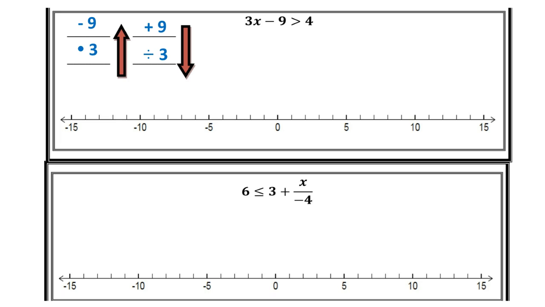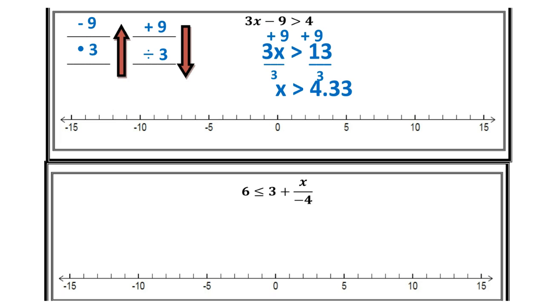So I know that I need to add 9 to both sides, evaluate, that's going to give me 3x is greater than 13, and then I know I'm going to divide by 3. Divide both sides by 3, x is greater than 4.33. In this case, we rounded to 2 decimal places.